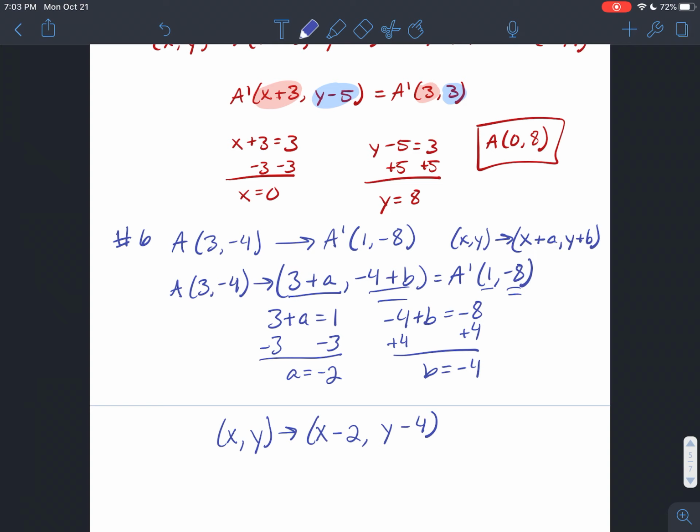Okay? You could also ask yourself, the a and the b are their horizontal and the vertical movements. So how do you get from 3 to 1? Subtract 2. Right? Subtract 2. How do you get from negative 4 to negative 8? Subtract 4. Negative 4 minus 4 is negative 8. So you can do it algebraically. You can just look at it and say, okay, what's the difference from 3 to 1? What's the difference from negative 4 to negative 8? How do you get from there to there?